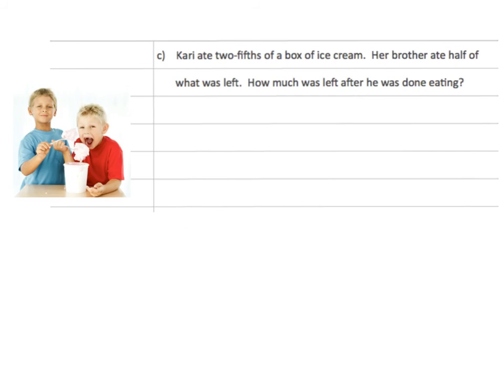And this one can get a little bit tricky. So we're going to do it step by step. First sentence. Carrie ate 2/5 of a box of ice cream. Her brother ate half of what was left. So I got to figure out what was left.